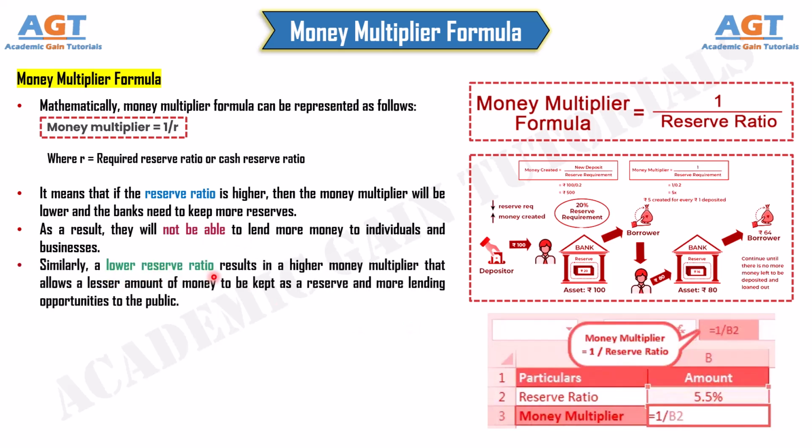Similarly, a lower reserve ratio results in a higher money multiplier that allows a lesser amount of money to be kept as a reserve and more lending opportunities to the public. This completes the topic on the money multiplier formula, which plays an important role in credit creation in the economy.